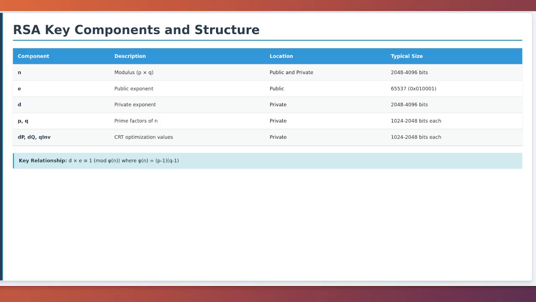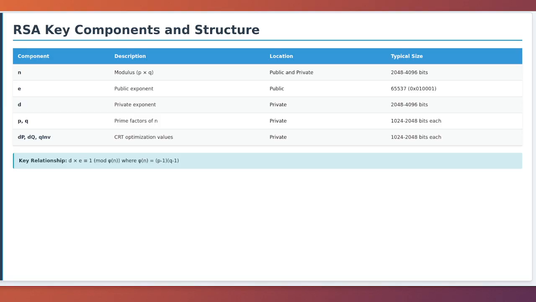The private key contains significantly more information. It always includes the modulus n and the private exponent d. The private exponent d is the mathematical inverse of e modulo phi of n, where phi of n equals p minus 1 times q minus 1. This relationship is what makes RSA work mathematically.